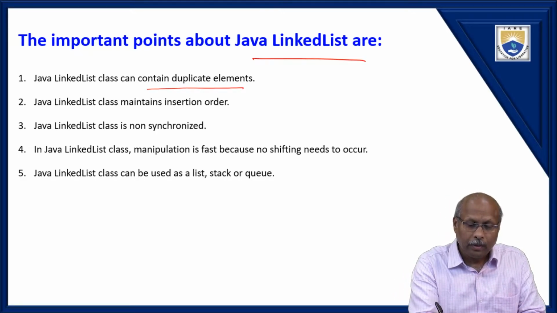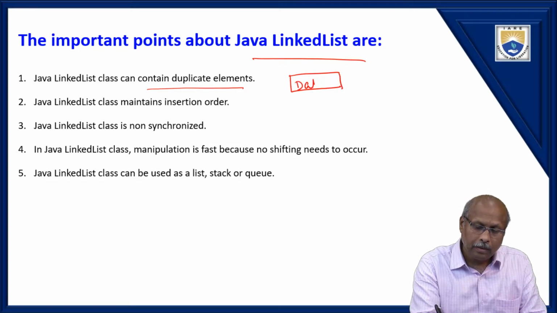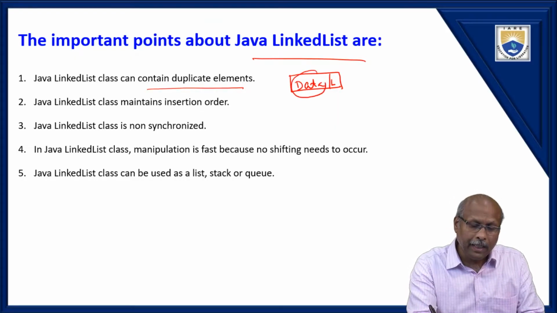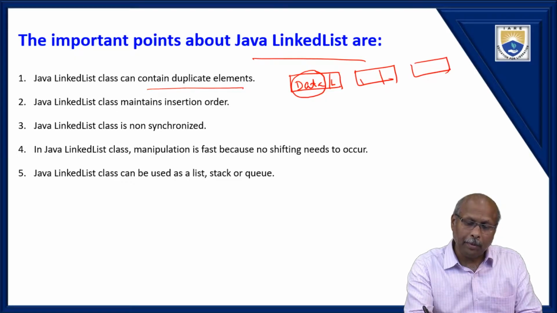Because when I say node, it is nothing but there is a data part and there is a link part. The link part holds the address of the next node. So this data part may be duplicate. I can have multiple nodes, and in multiple nodes, the same data may be there also.